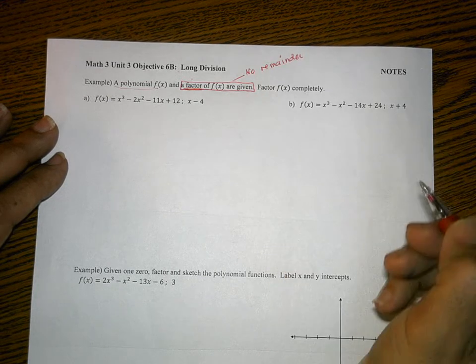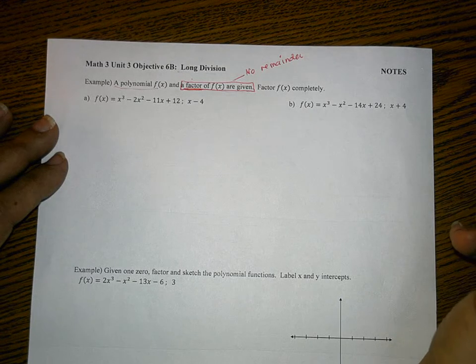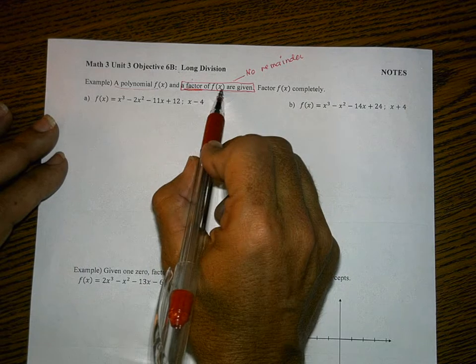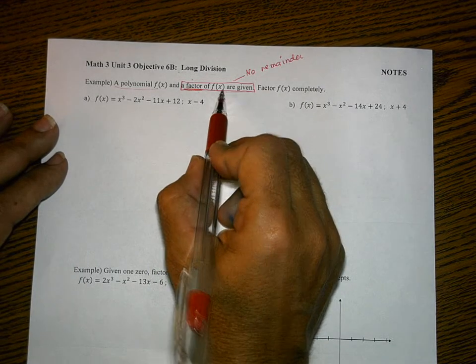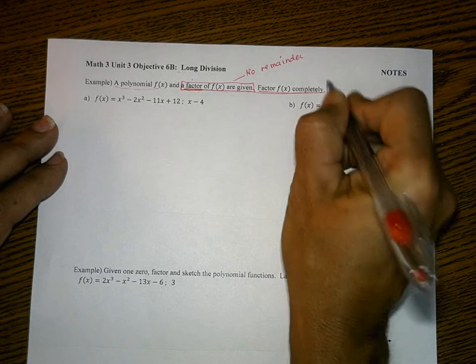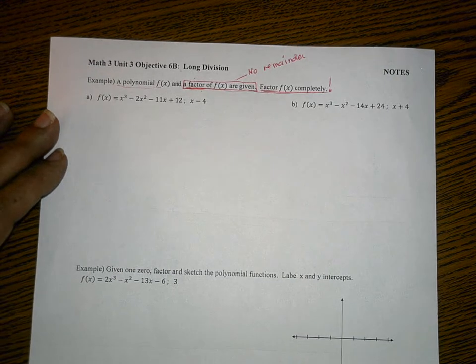Just like the number 2 is a factor of 6. So if I divide 6 by 2, I get a 3. There's no remainder. Okay? All right, so since we are giving you a factor, we know it works. We want you to then go ahead and factor completely. All right? So I want you to factor completely. And that's the next step we're going to take here a little higher.